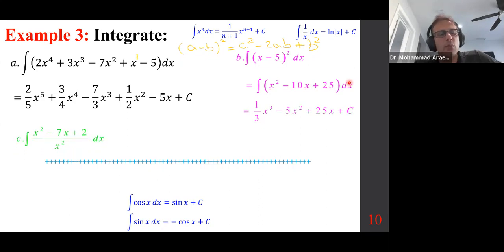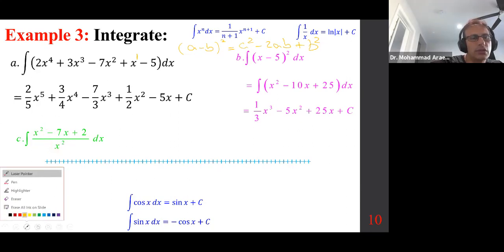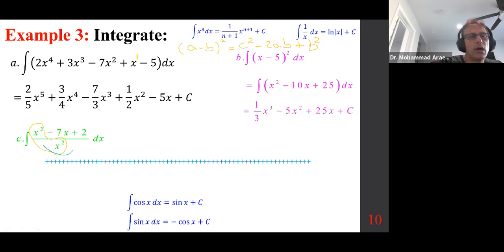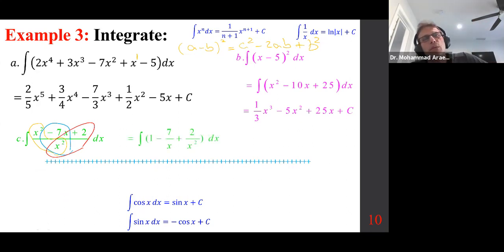Same thing here. When we did the differentiation, what did we do first? We cut this into 3 fractions. This is 1 fraction, x squared over x squared, which is 1. This is the second fraction. Let's actually do the drawing here. So this is 1 fraction, which is 1. Minus 7x over x squared, which is minus 7 over x. Finally, 2 over x squared. So we make up 3 fractions.